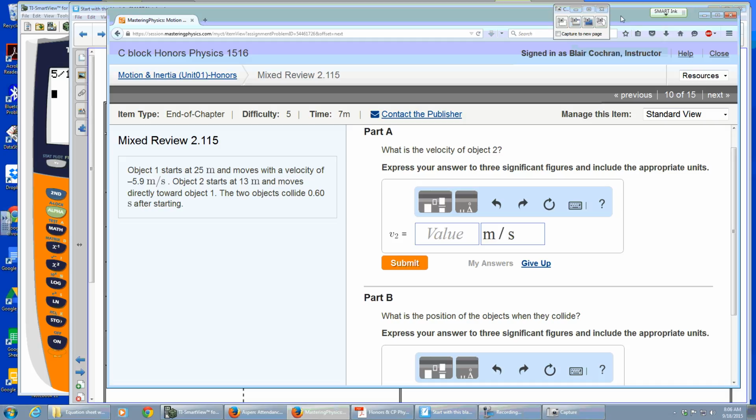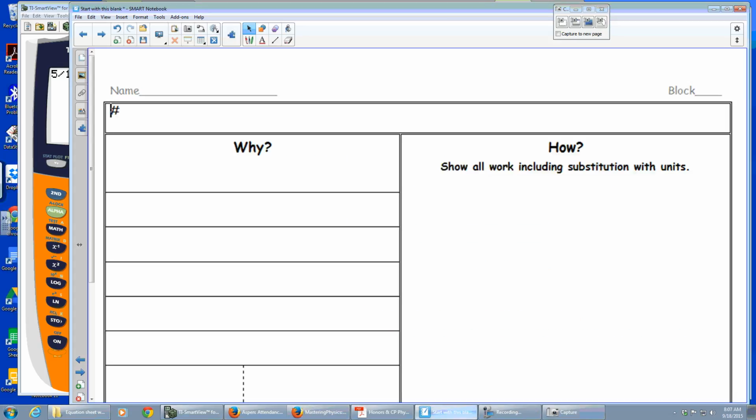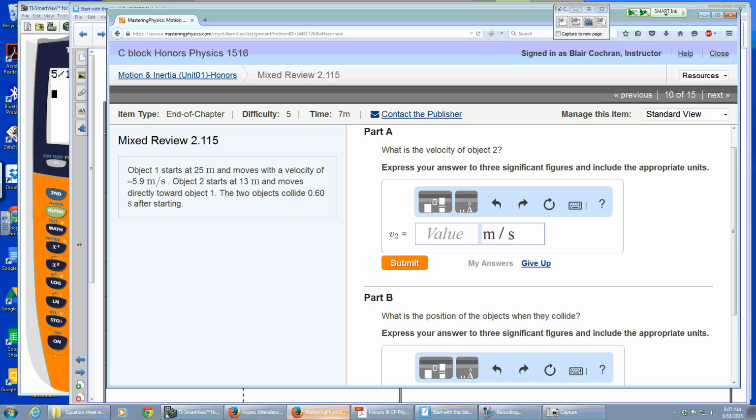All right, so this is number 10, also known as 2.115. And we've got 2 objects. We know where one starts. Actually, we know where both start. And they're moving towards each other, and they collide after a certain amount of time.